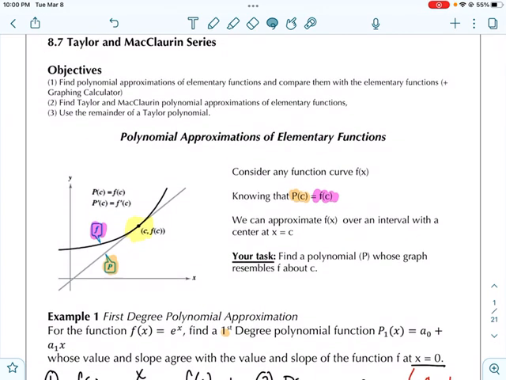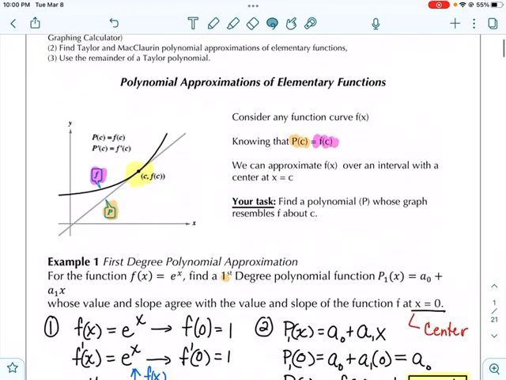So polynomial approximations of elementary functions, we've used Euler's method before to approximate a function, and we're looking at developing functions that resemble a function in terms of their value, their shape, their slope, their concavity. So we want to see approximations, and we can use Taylor-Maclaurin series to do that. And sometimes we have a radius of convergence.